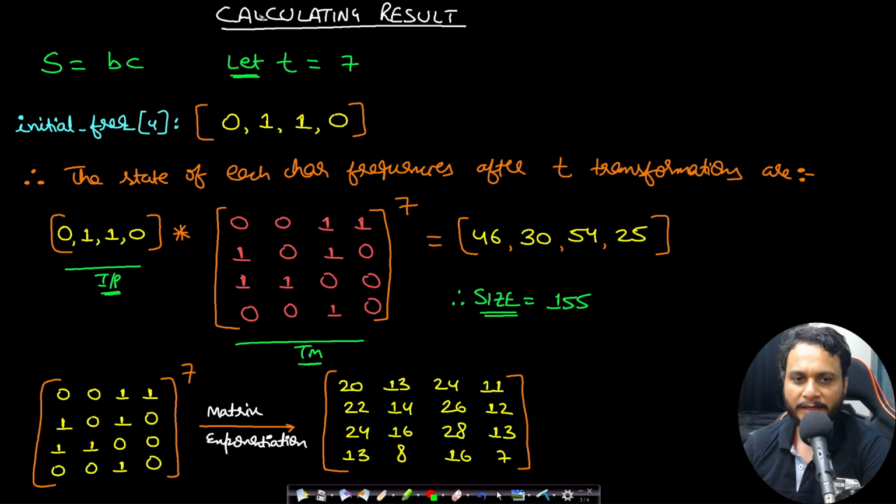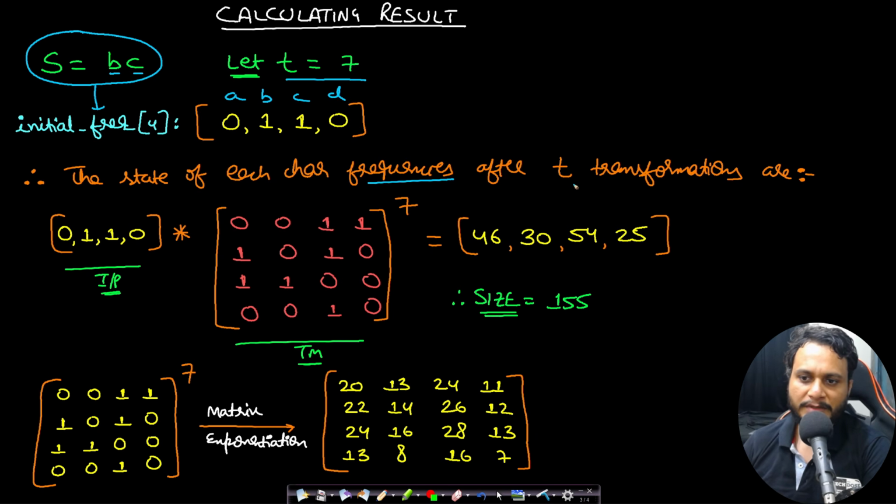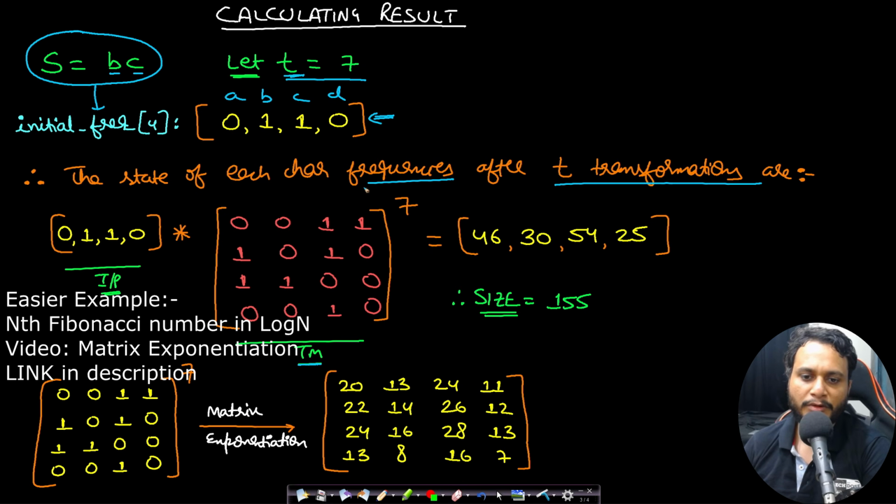Now once you have understood that, let's try to calculate the result. So our initial string is S equals BC. And let's say that we need to do 7 transformations. So we will record the initial frequency of each of the characters. So this is A, B, C, D. A has occurred 0 times, B and C both have occurred 1 time, and D has occurred 0 times. Therefore, the state of the character frequencies after T transformations can be written as the initial input, which is 0, 1, 1, 0. And to that we need to multiply the transformation matrix raised to the power of the number of transformations.